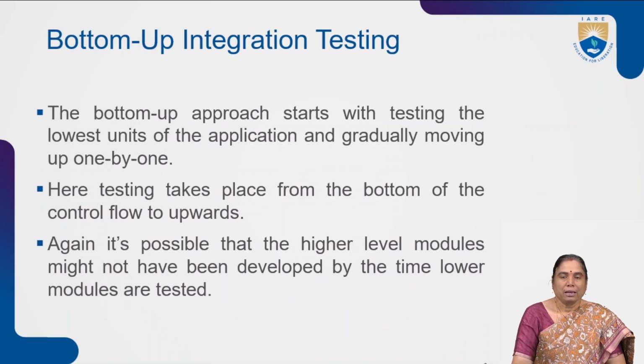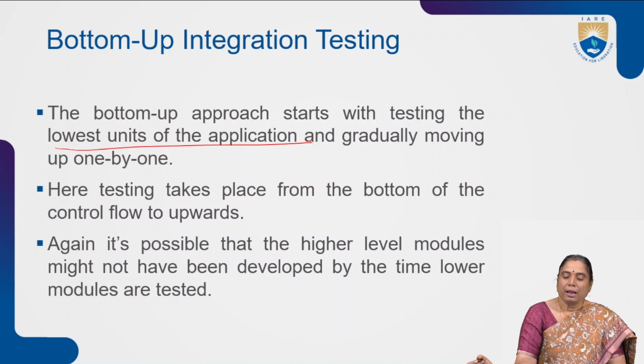The next variety of integration testing is bottom-up integration testing. In the bottom-up approach, testing of the lowest units is started first and gradually moves up one by one. Here, testing takes place from the bottom of the control flow upwards. Again, it's possible that the higher level modules might not have been developed by the time the lower level modules are tested.